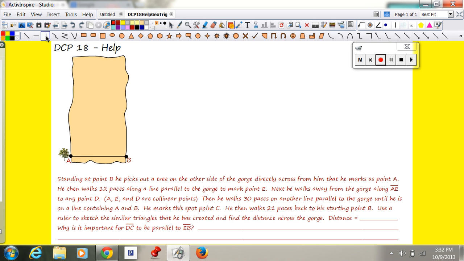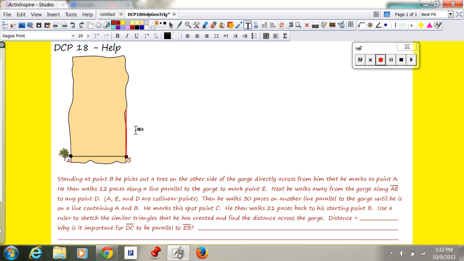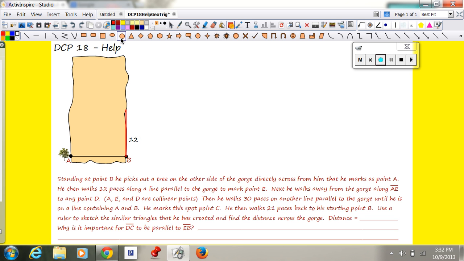So 12 paces parallel to the gorge means it's going in the same direction as the gorge. So that would be 12 paces, and we would put that as 12. And we'll make a point for that. That'll be point E.